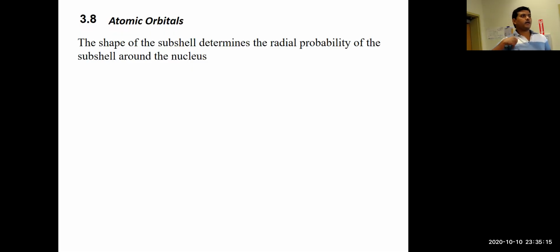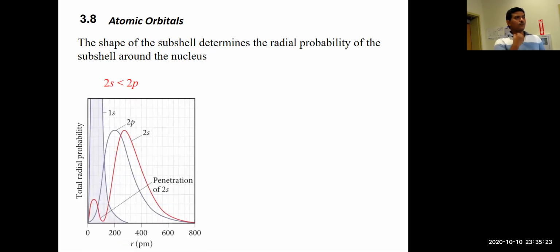Also, the shape of the subshell determines the radial probability around the nucleus. What this means is that depending on what type of subshell you have, like s, p, or d, it will have a different preference to go as near as possible to the nucleus. The s orbitals closest to the nucleus try to shield the electrons, so every inner electron tries to shield the outer electron cloud.